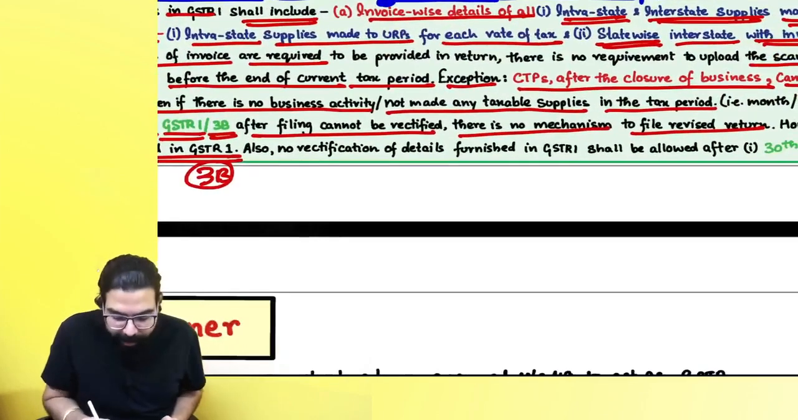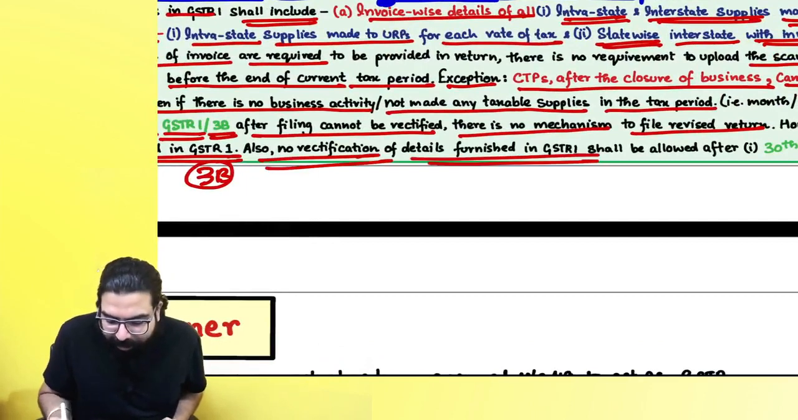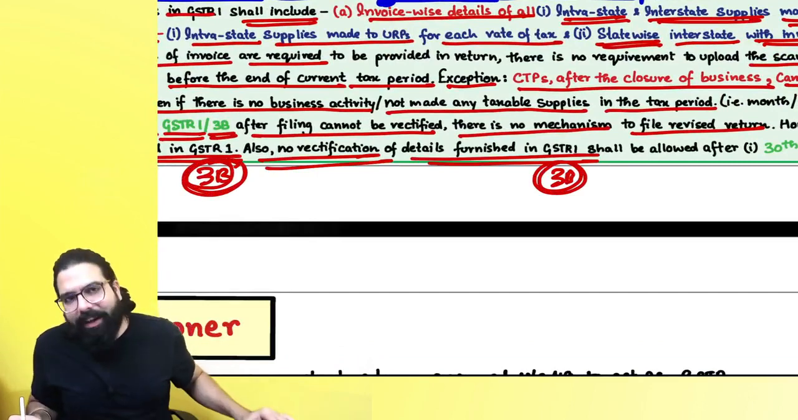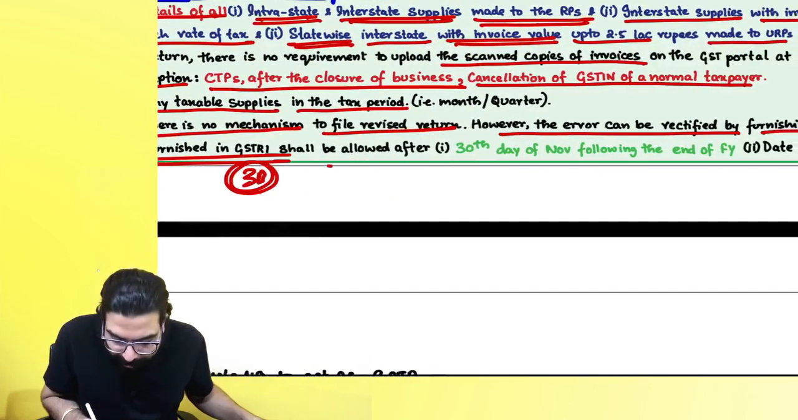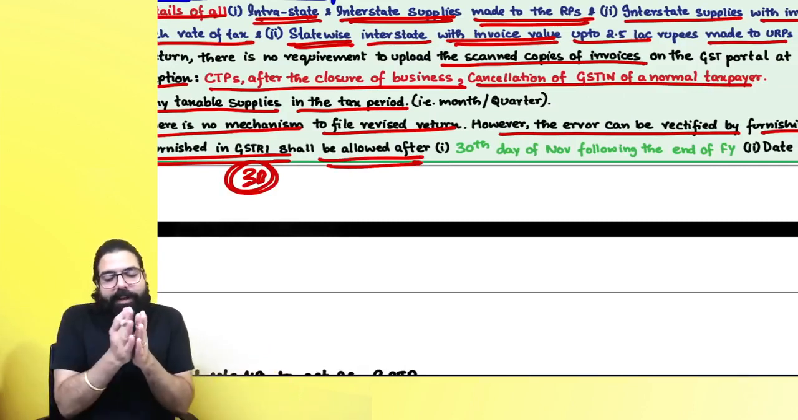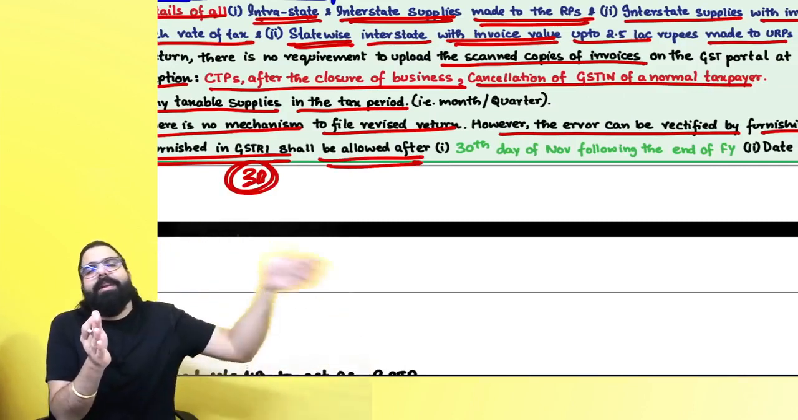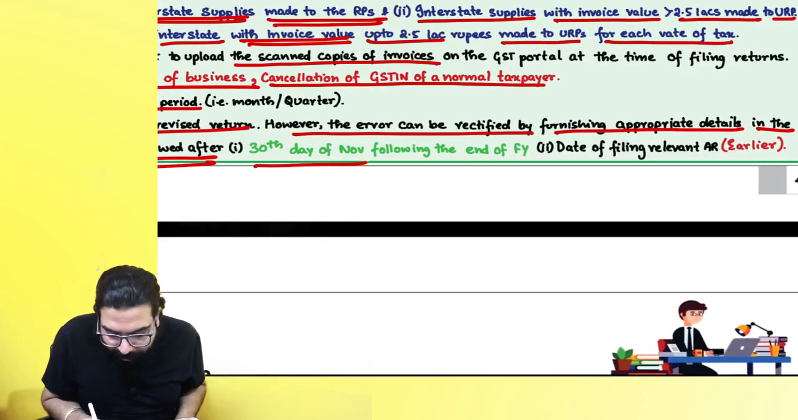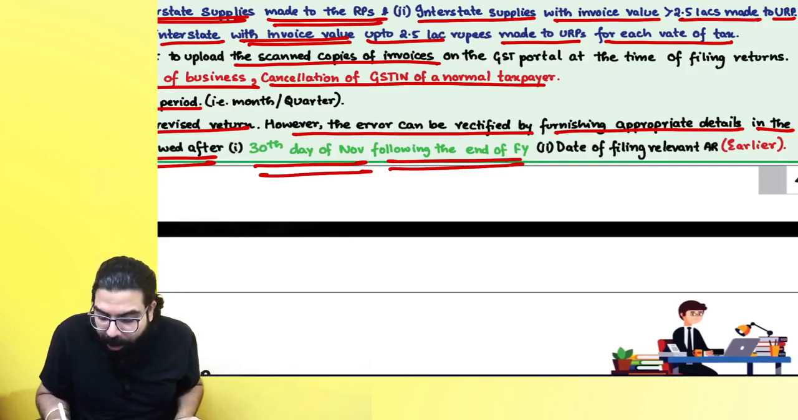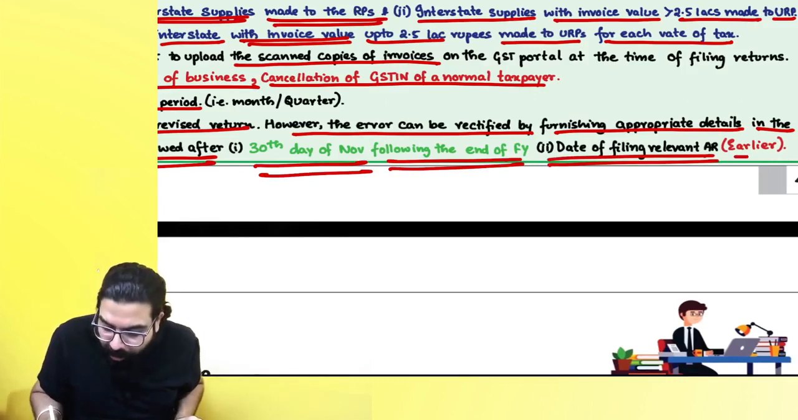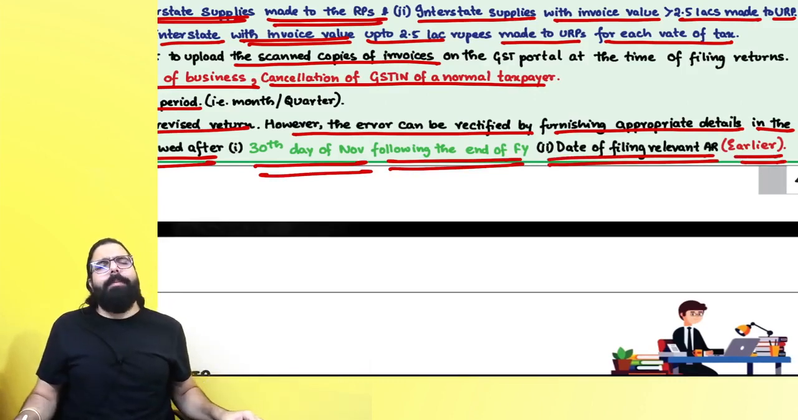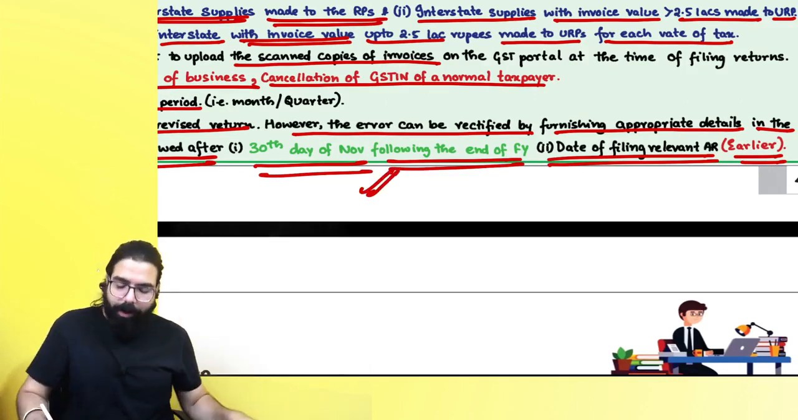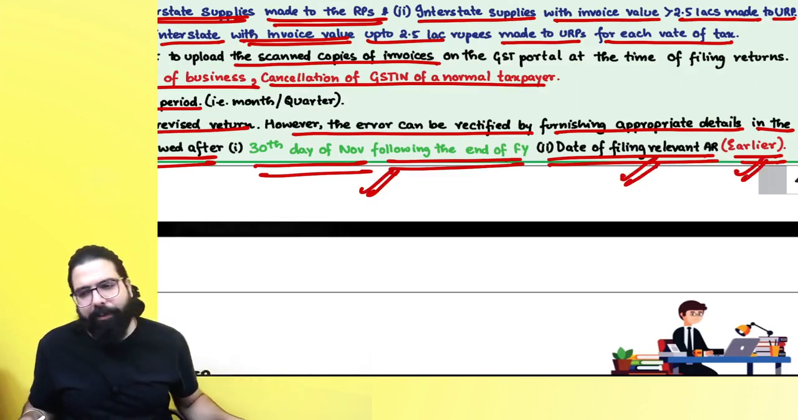And then it says over here also, no rectification of GSTR 1 or GSTR 3B. Amendment in both GSTR 1 and GSTR 3B shall be allowed. Means the maximum time limit for this year: if I want to amend GSTR 1 and GSTR 3B related detail, I have to do it before the 30th day of November following the end of the financial year, or the date of filing the relevant annual return, whichever is earlier. Remember, amendment: 30th November or the actual date of filing of the annual return, whichever is earlier.